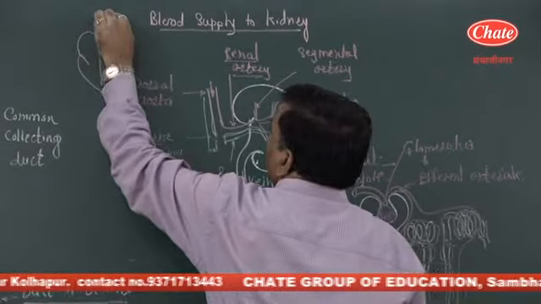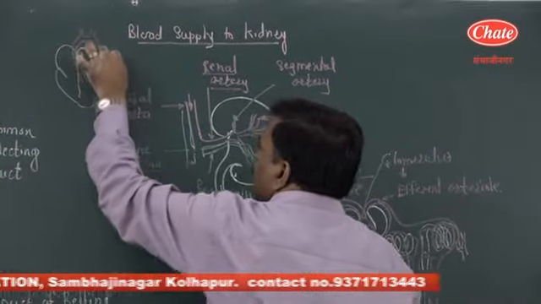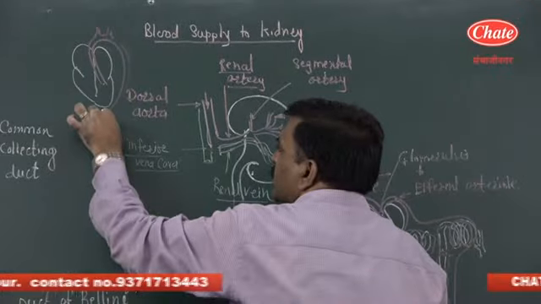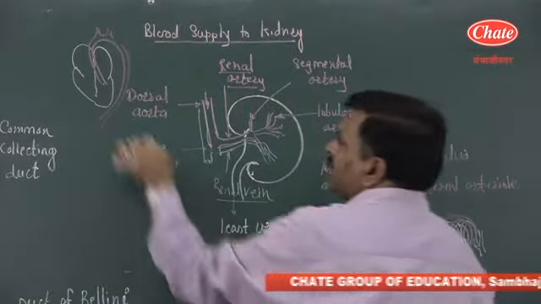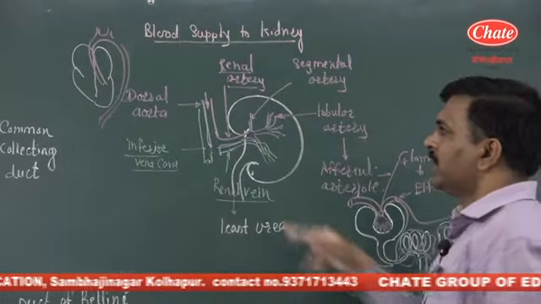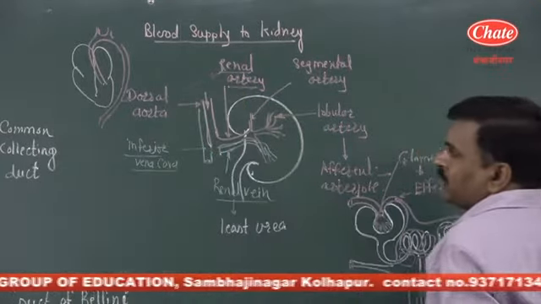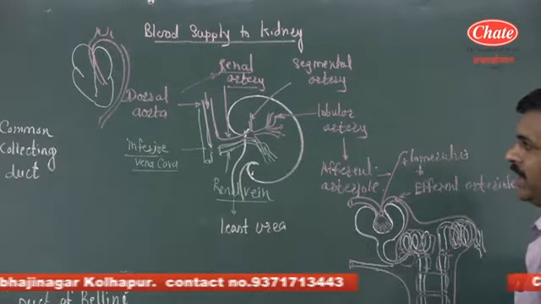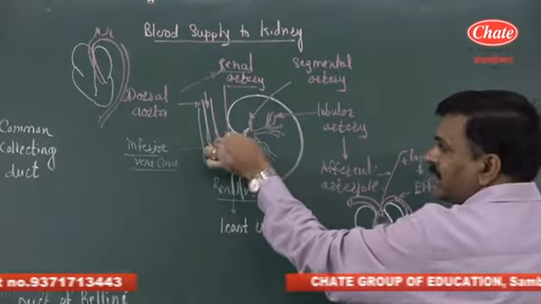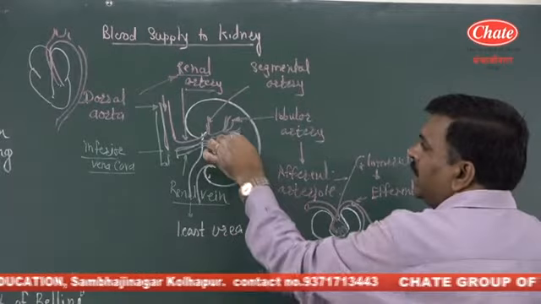This systemic aorta divides into several branches, and one branch of the systemic aorta goes to the posterior side. It is termed as the dorsal aorta. In the abdominal region, this dorsal aorta bifurcates and supplies the kidney with the help of the renal artery. The renal artery brings oxygenated but impure blood into the kidney.